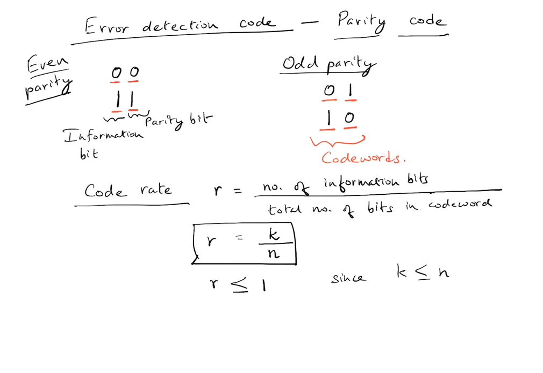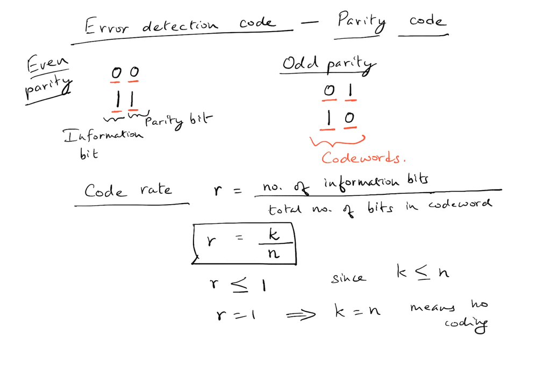In a similar way, code rate equal to 1 would mean that the number of information bits is equal to the number of bits in the code word. So R equals 1 implies that K is equal to N, and that means no coding at all. Means no coding.